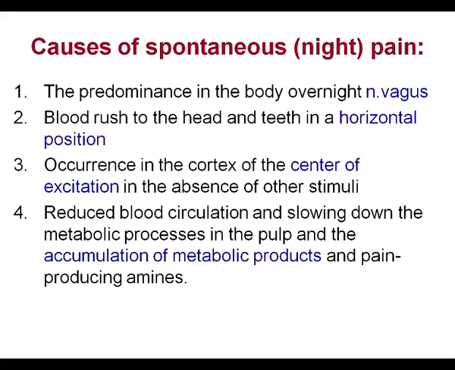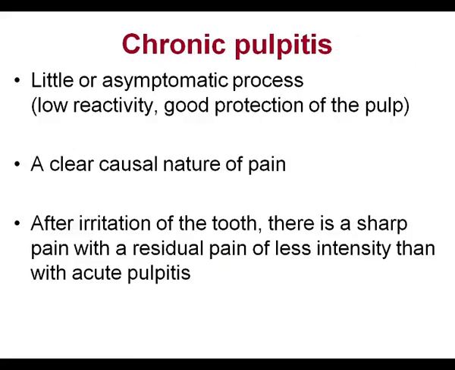The first one, the predominance in the body overnight of the nervus vagus, blood rush to the head and teeth in a horizontal position when sleeping, occurrence in the cortex of the center of excitation in the absence of other stimuli, and reduced blood circulation and slowing down of the metabolic process in the pulp and accumulation of metabolic products and pain-producing amines, biologically active substances.